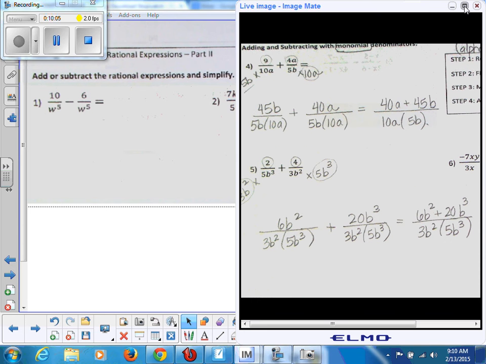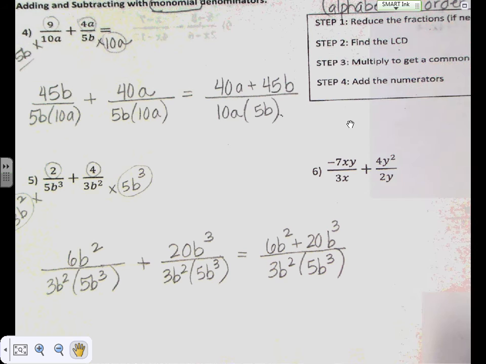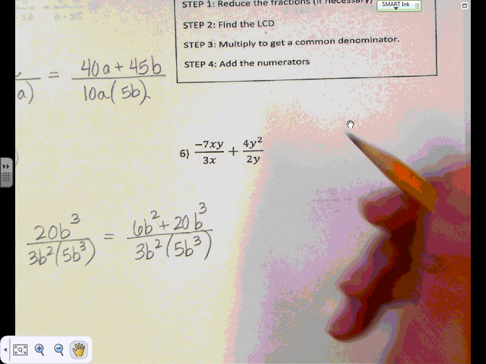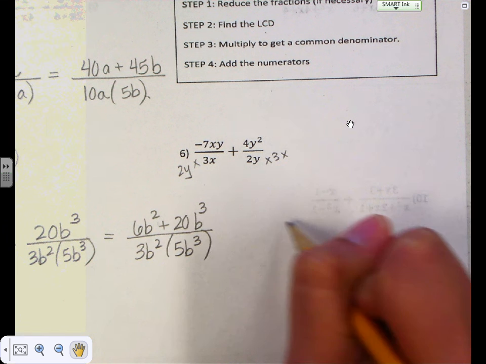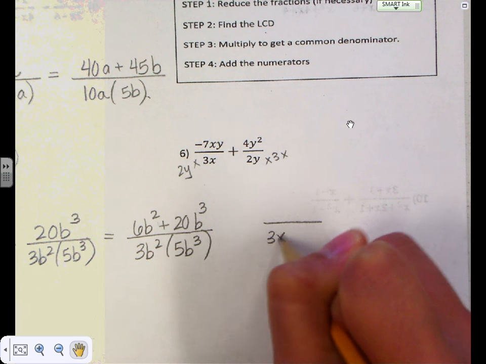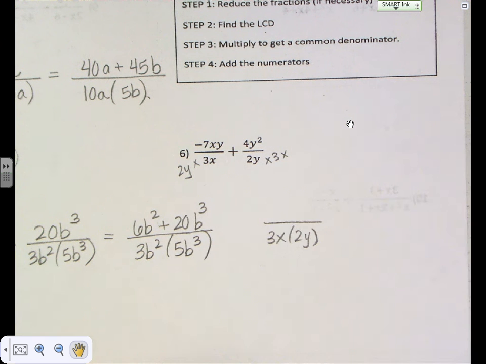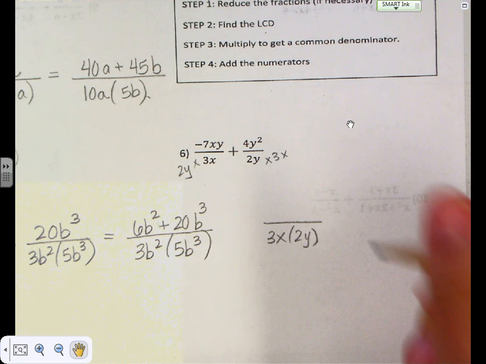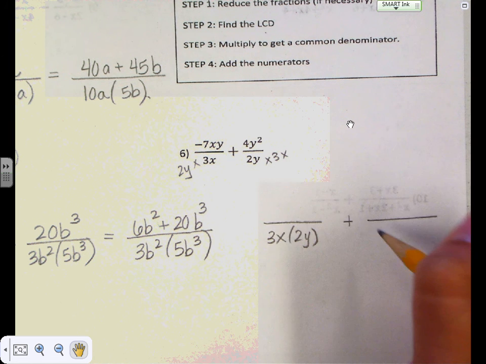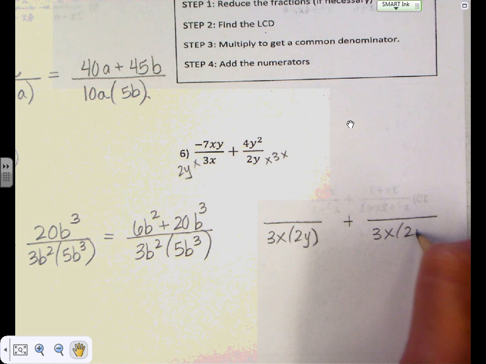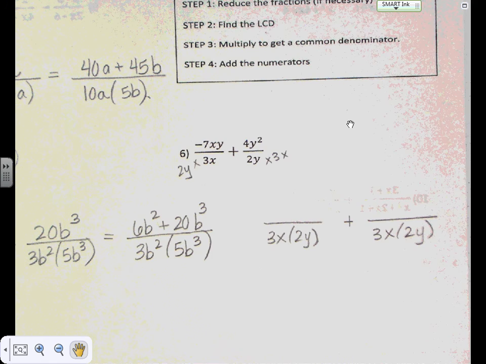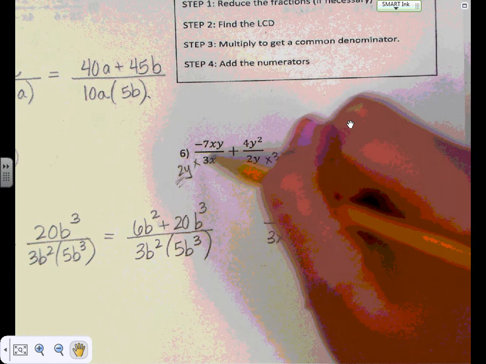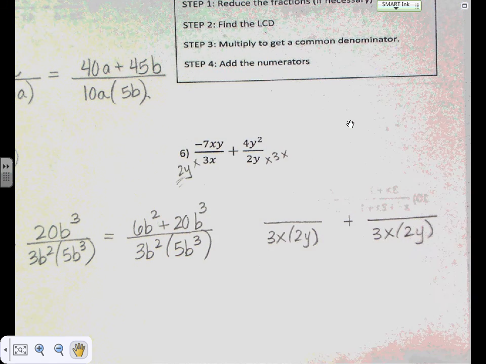Yeah, 2y times 3x is your common denominator. So you're going to multiply both sides by the opposite, right? So I'm going to have 3x times 2y. The only reason why I'm putting 3x first is because it's in alphabetical order. But it doesn't really matter whether you put 2y first because you're multiplying. It's the same thing. So what is 2y times negative 7xy?